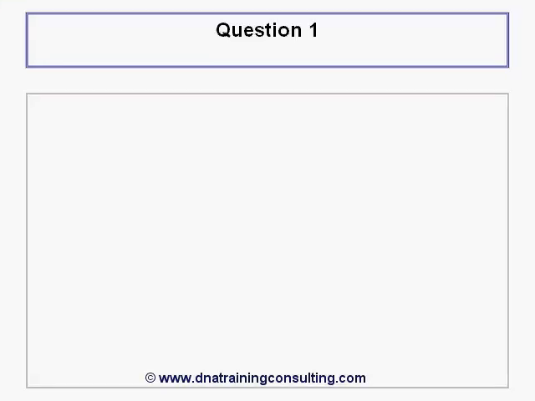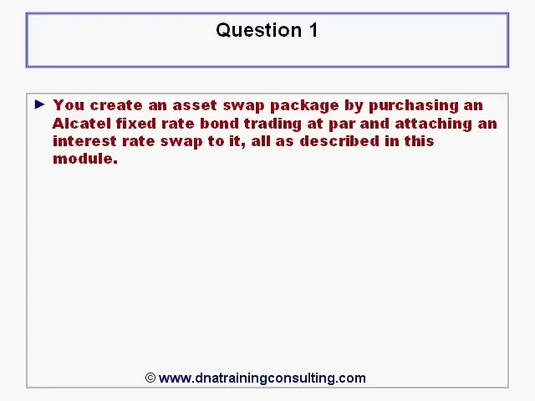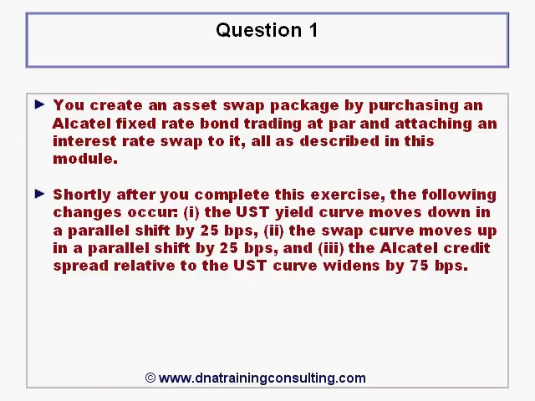Question 1. You create an asset swap package by purchasing an Alcatel fixed-rate bond, trading at par, and attaching an interest rate swap to it, all as described in this module. Shortly after you complete this exercise, the following changes occur.